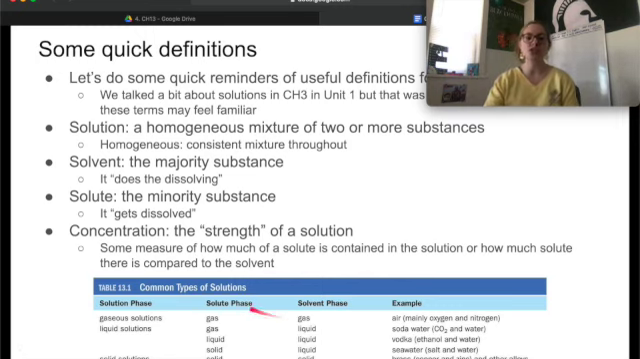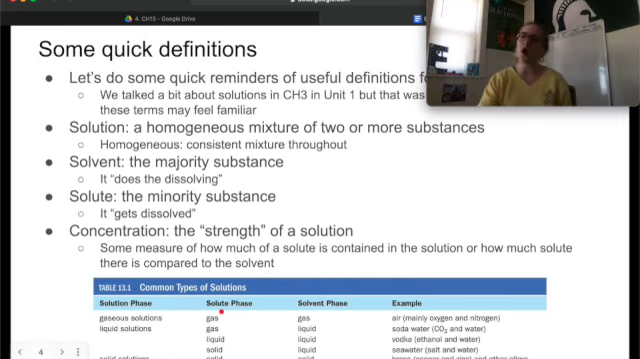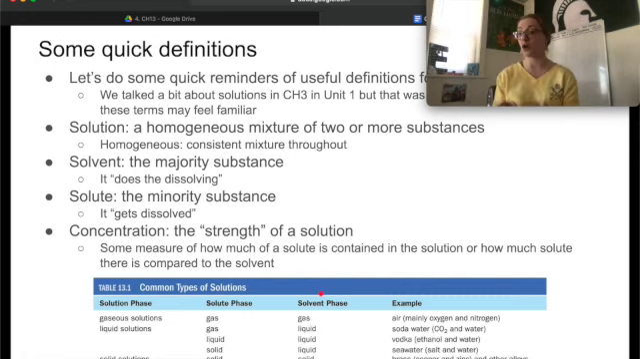So solutions aren't necessarily always in the liquid state. They may be in any state. As long as it fits that bill of a homogeneous mixture of two or more substances, regardless of the state, that is still going to be a solution.